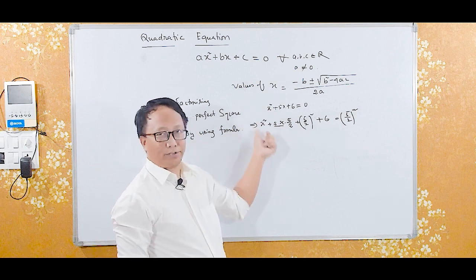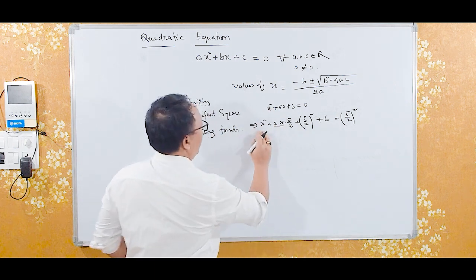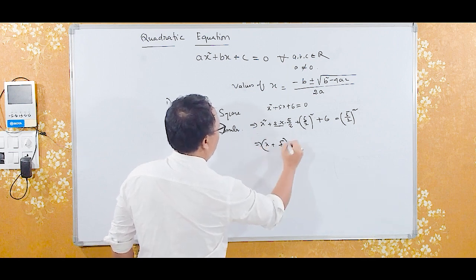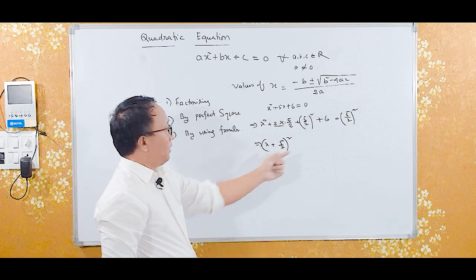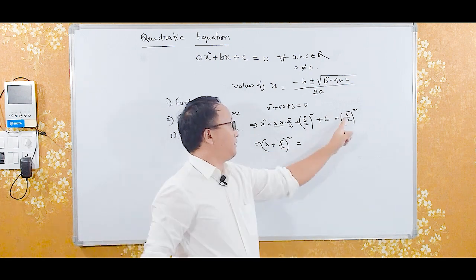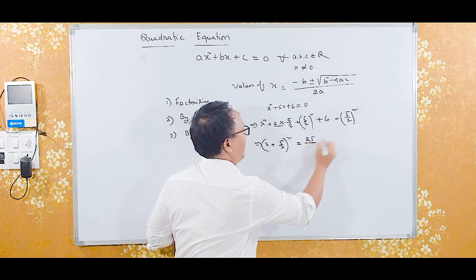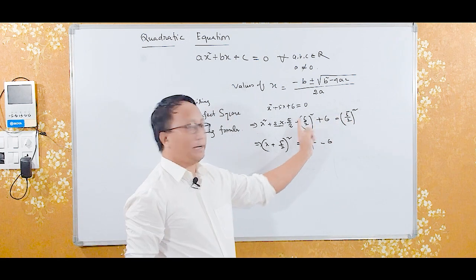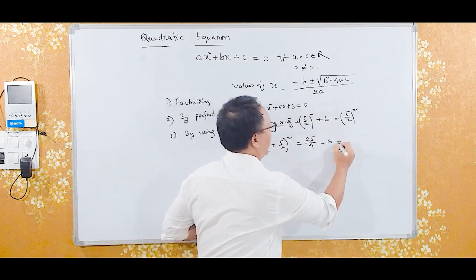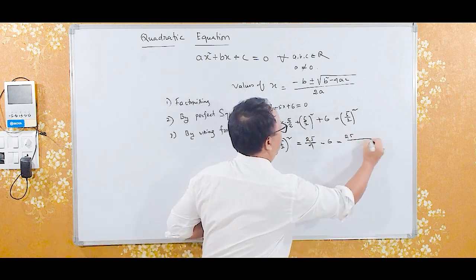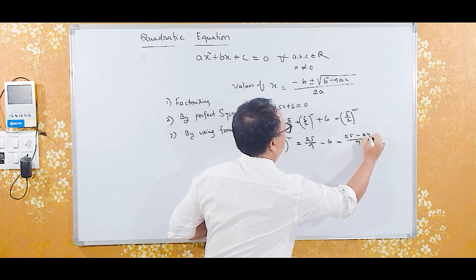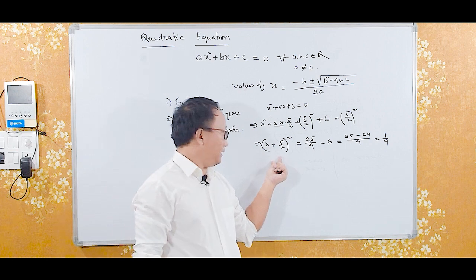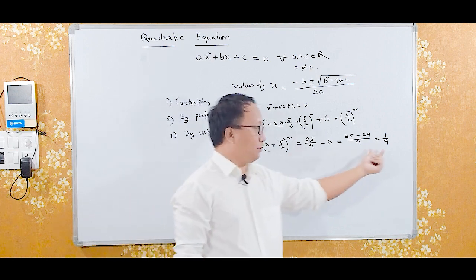From here to here, equations are same. Now from here to here, it is x plus 5 by 2 the whole square. Now this 5 square becomes 25. 2 2s are 4, minus 6 from that side. So if you are taking LCM, 25 by 4 minus 24, it becomes 1 by 4. So x plus 5 by 2 the whole square is equal to 1 by 4.